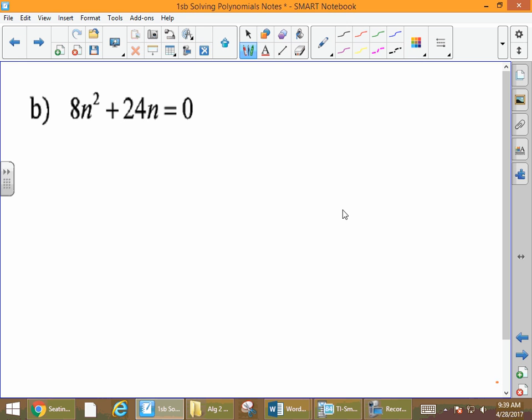but then Oscar's going to tell us that we're going to use factor on this one. And we should always look and see, can we factor GCF first? And what we see between 8 and 24 is it's 8. Between n squared and n, it's n. That's our GCF. We're going to factor that out. Well, 8n squared divided by 8n is n. We had 2 n's, we took 1 out. 24n divided by 8n is 3.